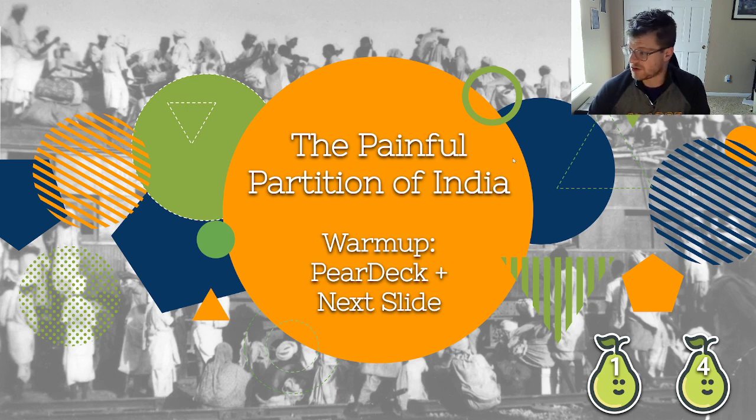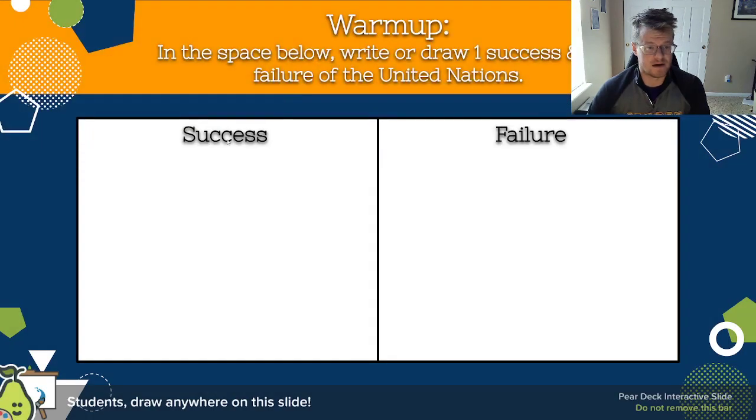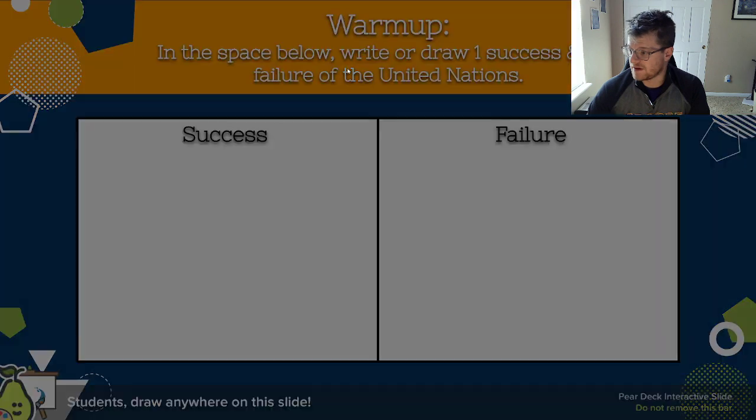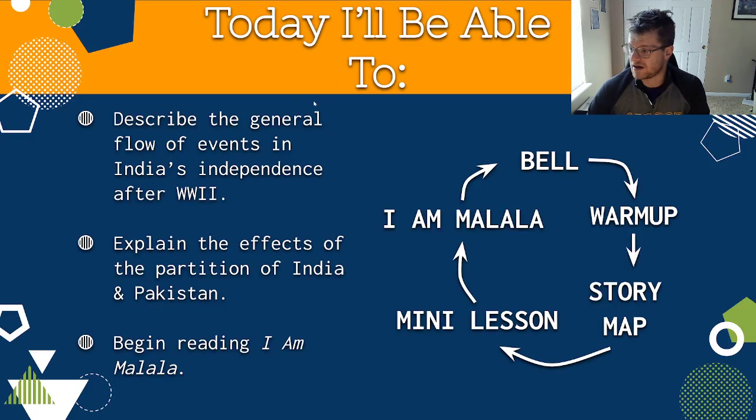So first of all, make sure you go ahead and log in with Pear Deck. That way everything is available, and then we'll get going. So your warm-up, really simple, try to do it without your notes if you can. Write or draw one success and one failure of the United Nations. Okay. Once you've done that, then you can go on to our next slide.